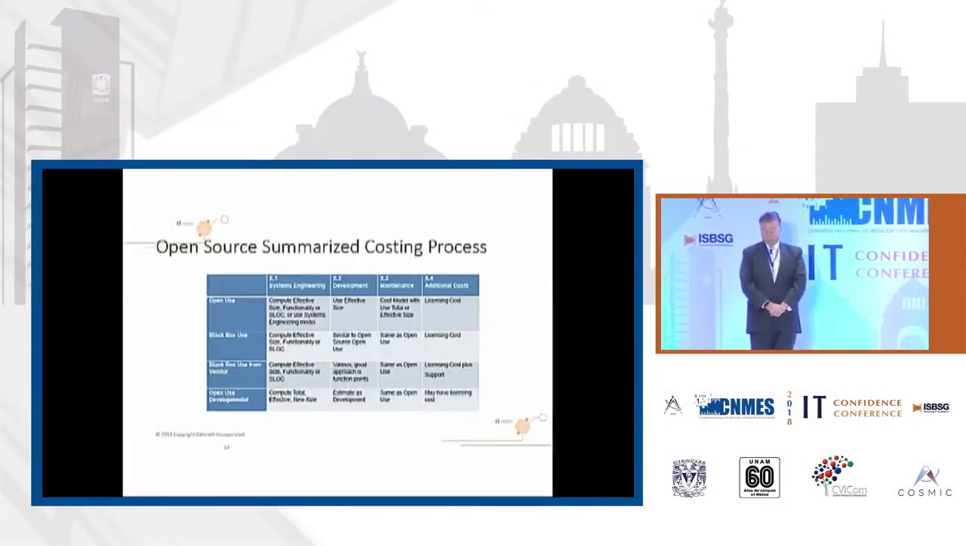Next, please. So the four kinds of open source software. Open use. Anybody can do anything with it. Great. Pick it up, start using it or changing it. Hope it works. Test it, please.